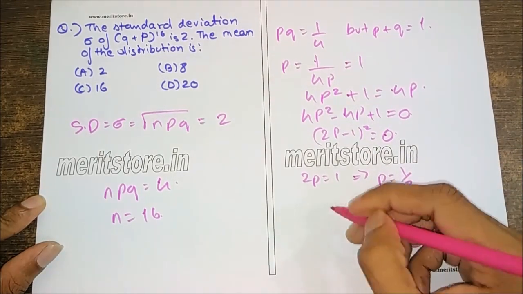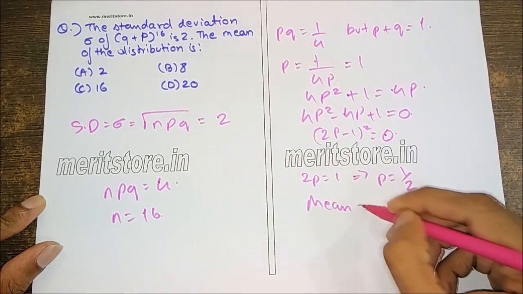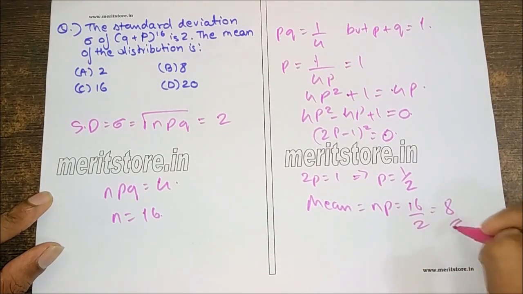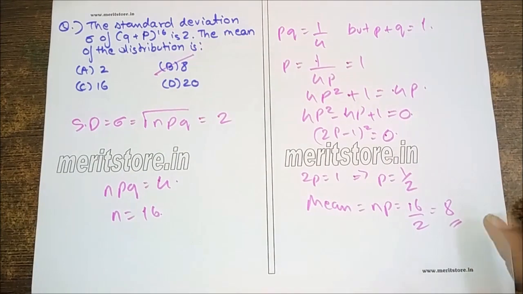Therefore mean is n into p, we get 16 by 2, which is equal to 8, which is our option B. Therefore, option B is the correct answer.